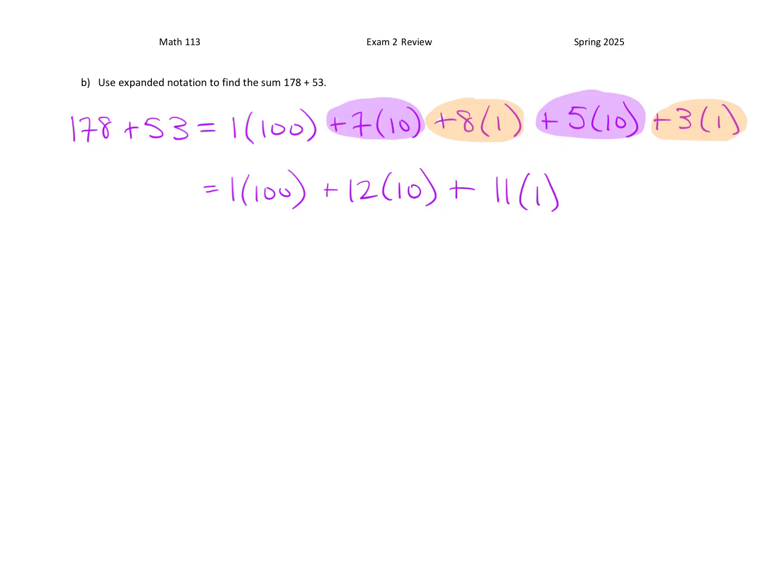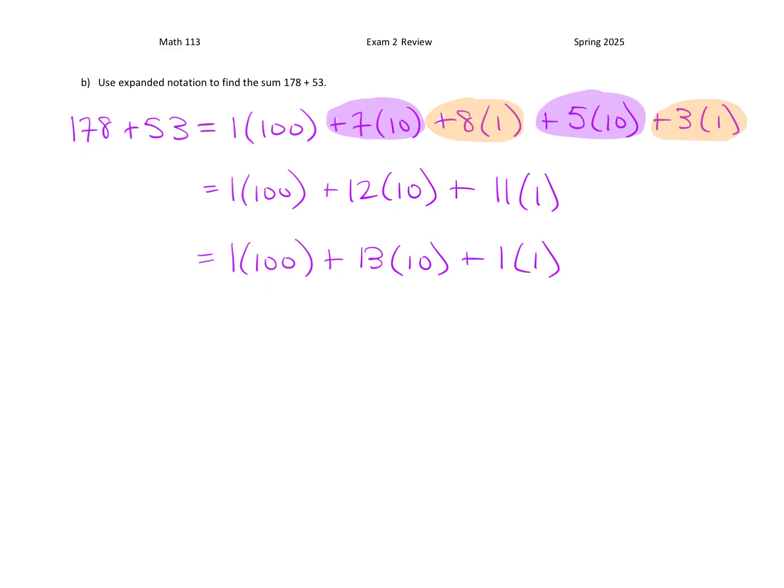And now I'll do some regrouping. Okay, every 10 ones can make another 10, and every 10 tens can make another 100. So I'm just going to work from right to left. I'm going to do my ones first. I'm going to take 10 of these ones and move them over here to the tens. So I've got 100. I'm going to have 13 tens now because I'm moving 10 of those ones, and I have 1 left over.